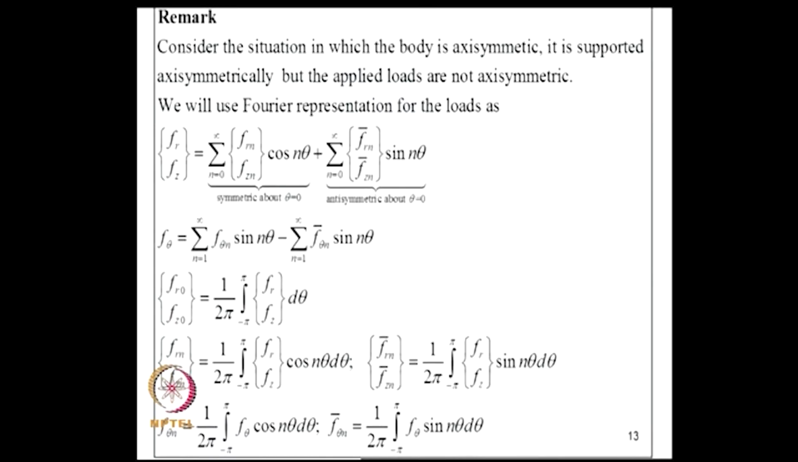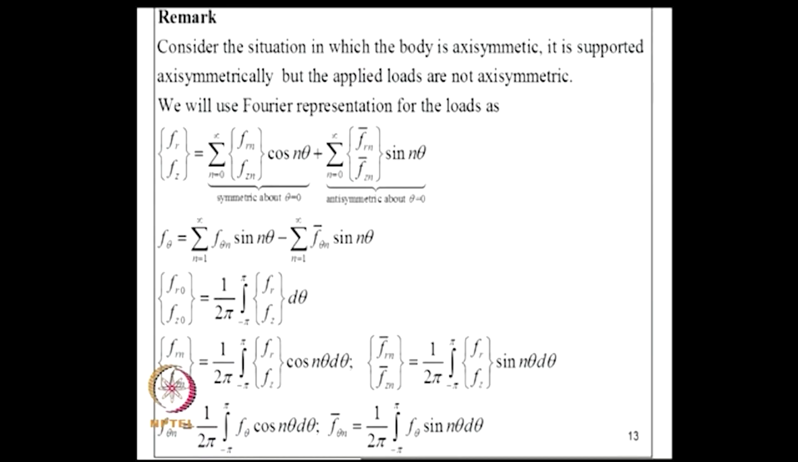Now, we can consider a slight relaxation on the requirements that we spelt out for analyzing axisymmetric solids. Suppose we consider the situation in which the body is axisymmetric, it is supported axisymmetrically, but the applied loads are not axisymmetric. So, the problem would still be 3 dimensional. Can we solve this problem using 2 dimensional models is the question. Now, since the system is linear, the material is linear and we are assuming strain displacement relations to be linear, the principle of superposition holds good.